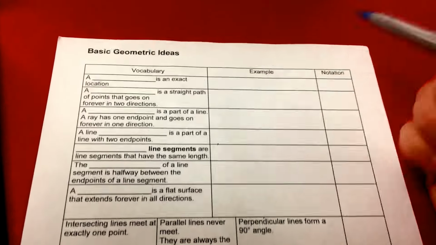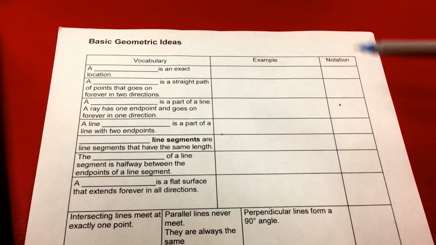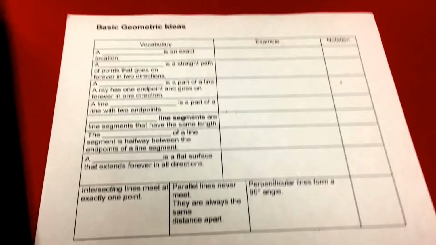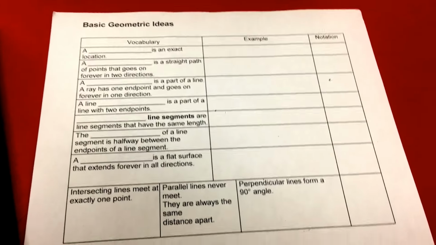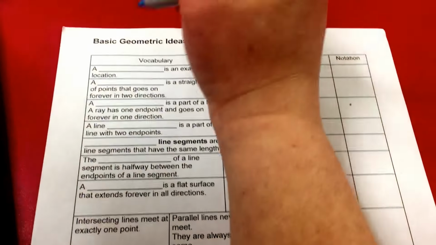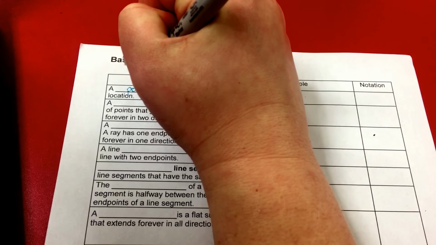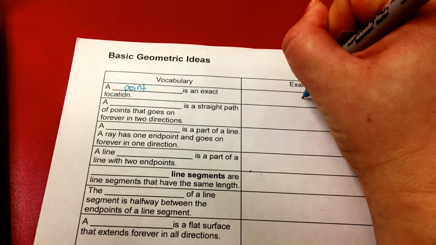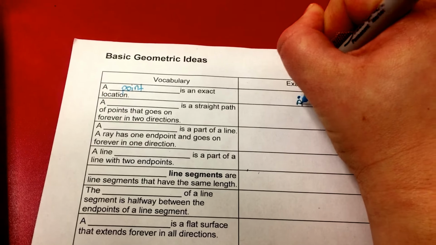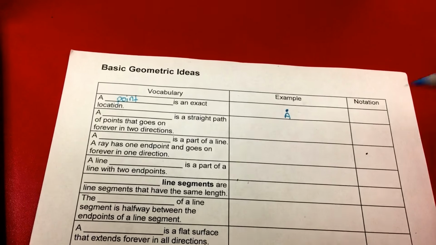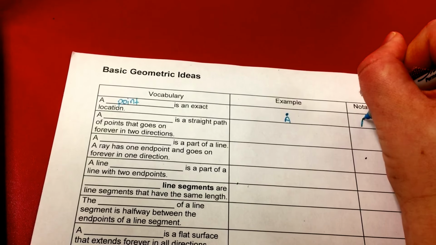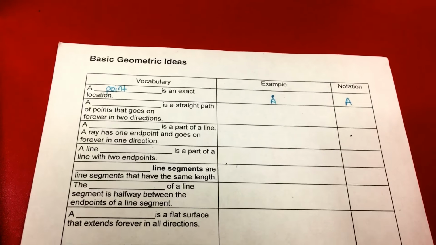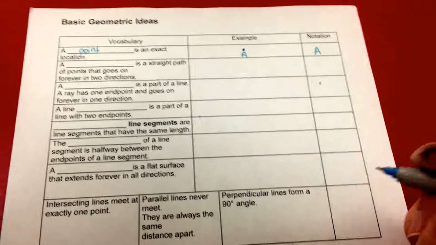So we have a table here that has our vocabulary. Then we're going to draw an example, and then we're going to write through a notation, which is how you represent it in math. So our first vocabulary word is going to be a point, which is exactly one location. A point might look like this. It's just a dot, and I'm going to use the letter A. So when you're writing a point, you just use the letter that represents that point. With me so far? Perfect.